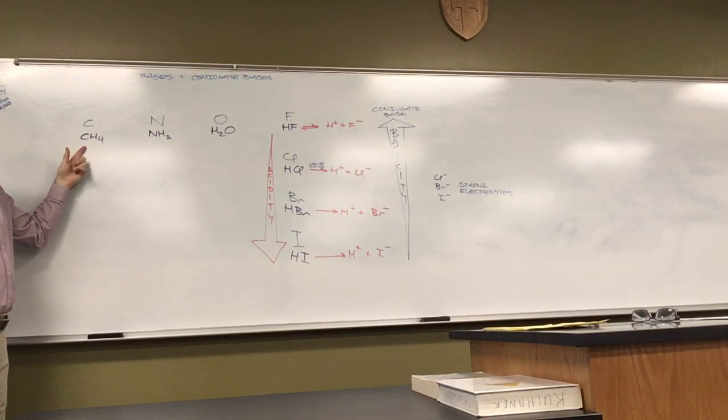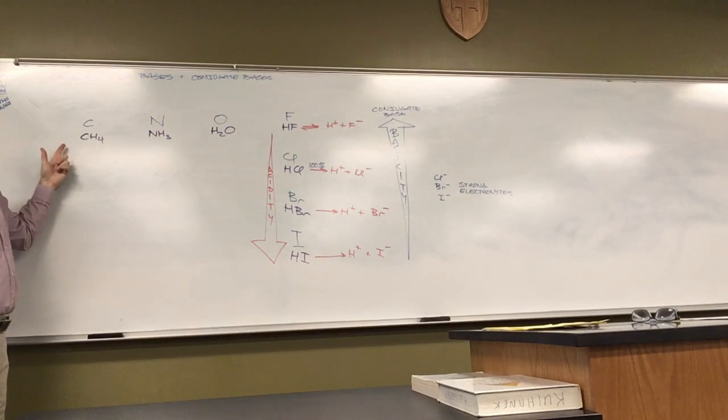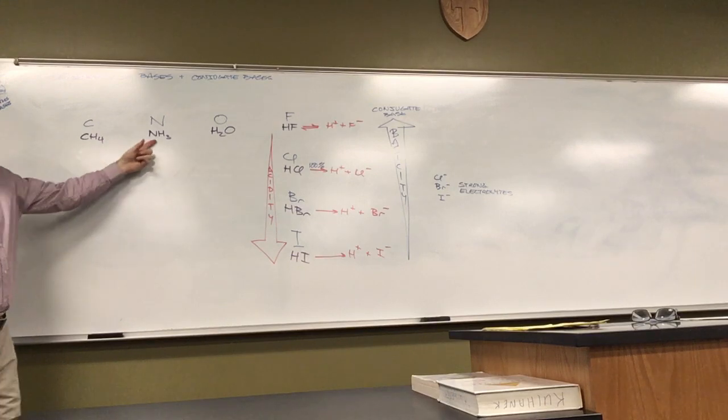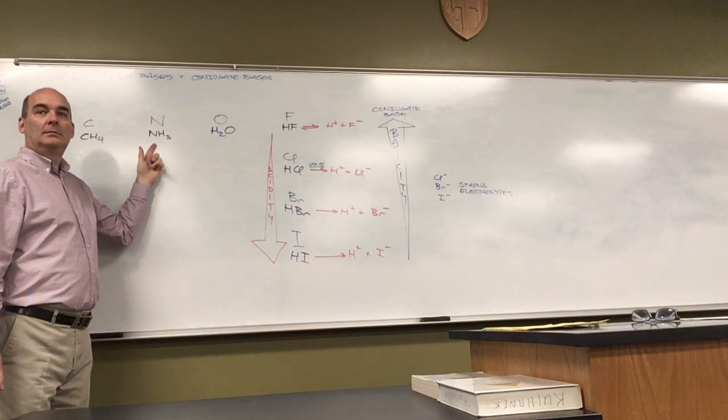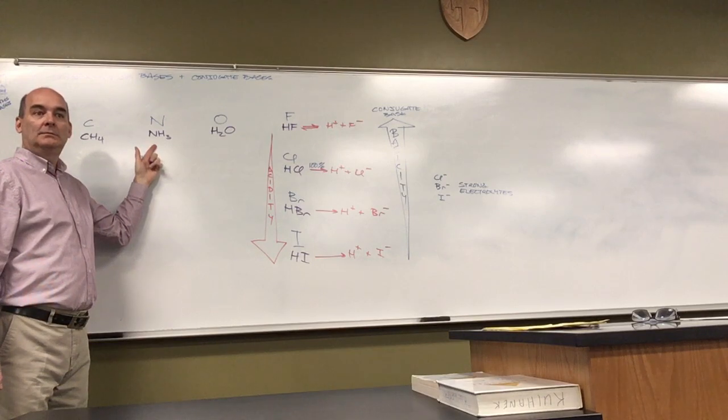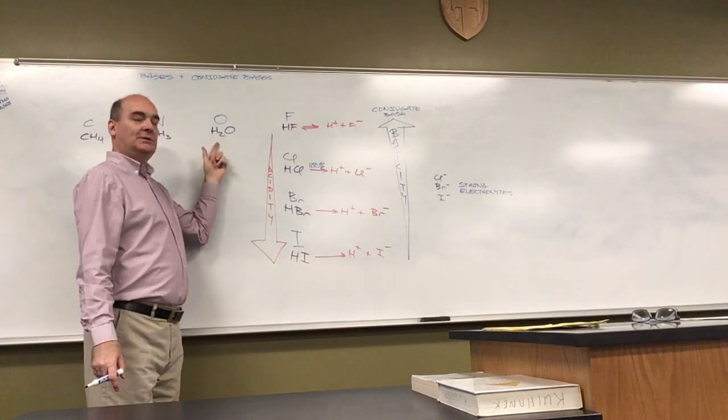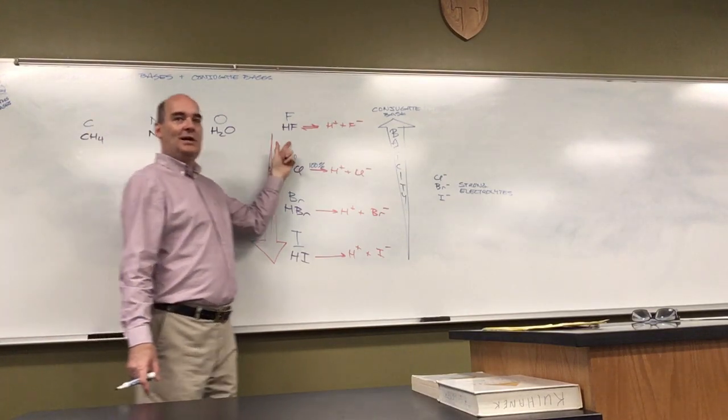That's called methane. Ane means contains only hydrogen. So this is a hydrocarbon, contains only carbon and hydrogen. Meth means one carbon. That is methane. And this is ammonia. And that's water. And this is hydrofluoric acid.